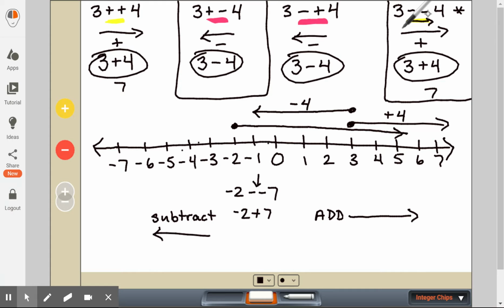All right. Practice with some of these. Make sure that you know these rules, that adding a positive and subtracting a negative do the same thing, and subtracting a positive or adding a negative do the same thing.